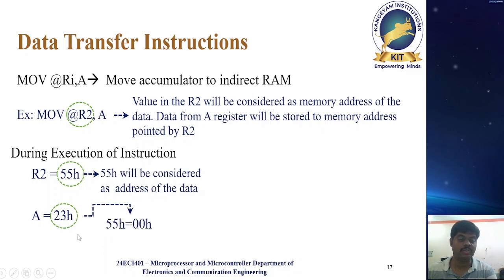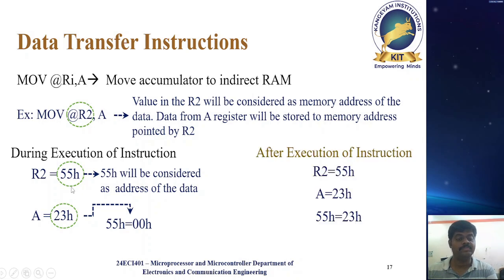Where will it be processed? It will be stored to memory location 55. How do we know this is memory location 55? From R2. R2 will be 55, and this acts as the memory location for the data. So data from the A register will be moved to the corresponding memory location pointed by R2.